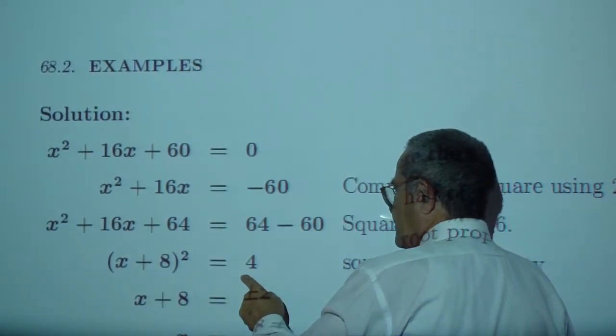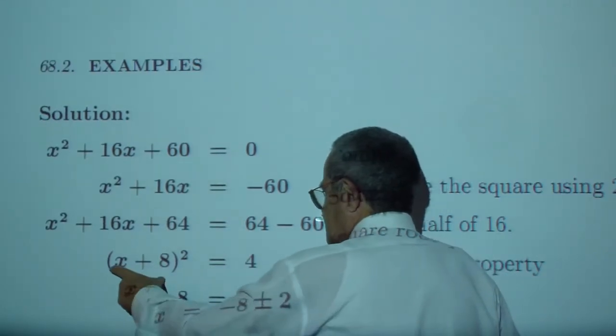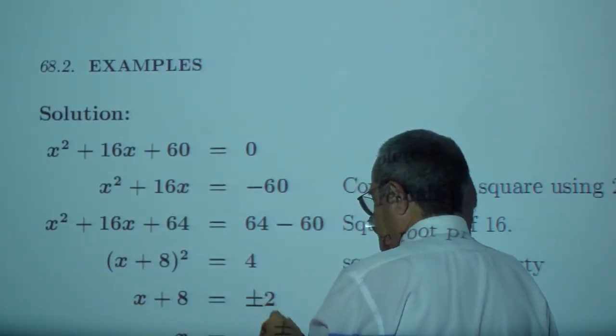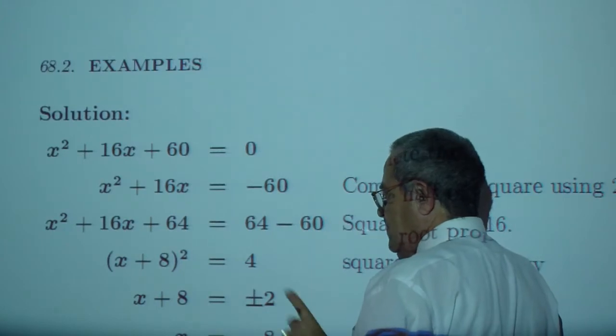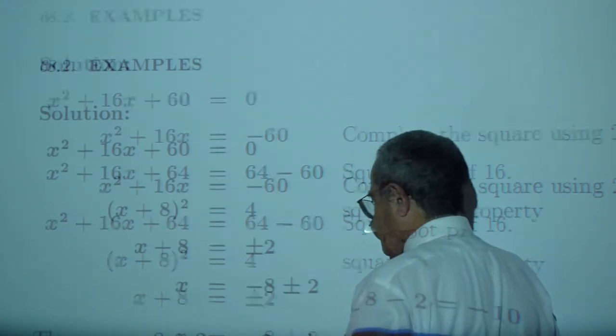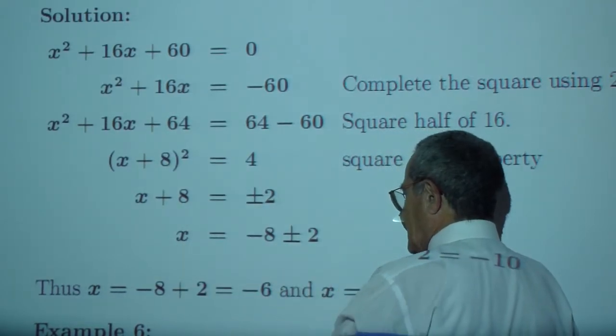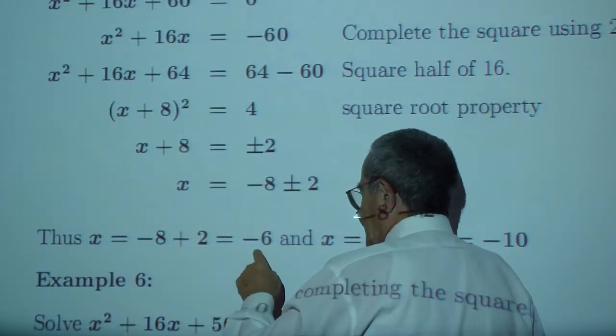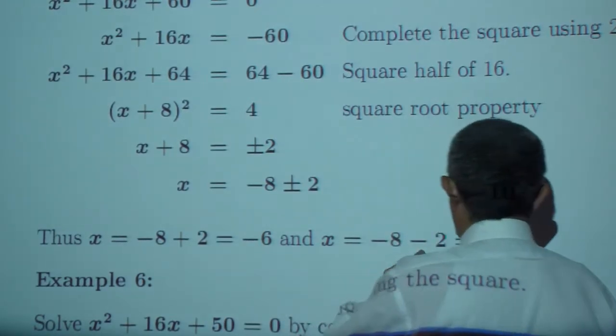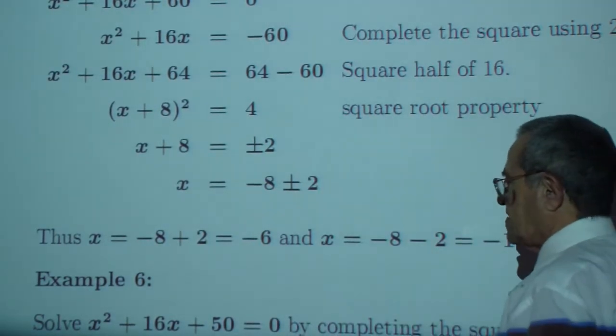That leaves me with a 4 here and a square here. Square root on the left, x plus 8. Square root on the right, plus or minus 2. Plus or minus because I have an unknown. So subtract 8, and x is negative 8 plus or minus 2. Negative 8 plus 2, negative 6. Negative 8 minus 2, negative 10.